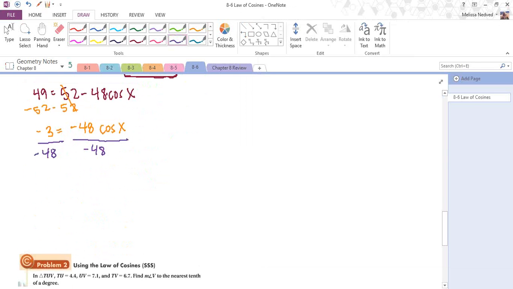0.0625. Oh, this one wasn't even nasty. That's a doable number. Is equal to, now this is not what X is equal to. This is what cosine of X is equal to. I don't care about cosine of X. I want to know what that actual X value is.